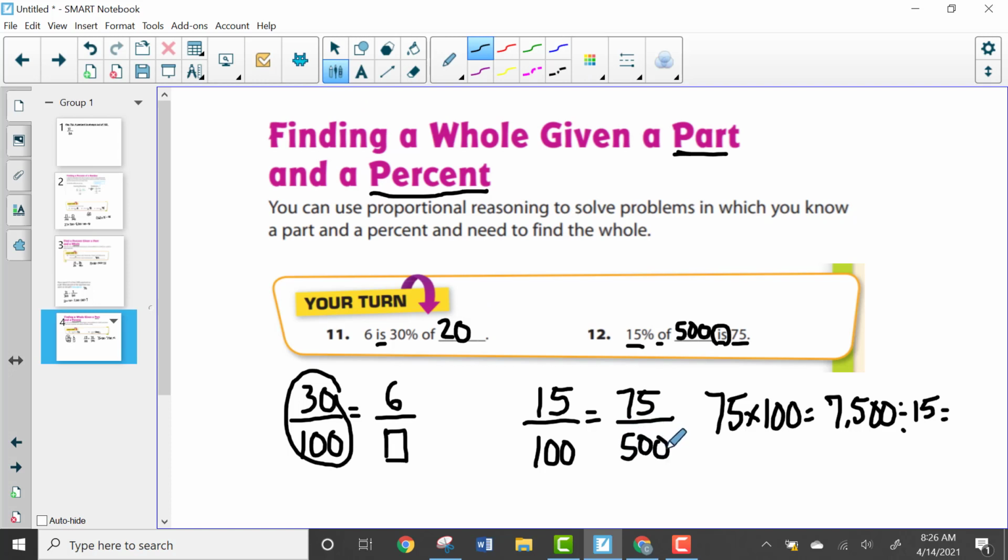A way to check this would be to see if these are equal ratios. Multiply 100 times 5 will give you 500. Multiply 15 times 5 will give you 75. So that way you know you have the correct answer there. So this concludes the video on solving percent problems. If you have any questions about this concept, please come and see me.